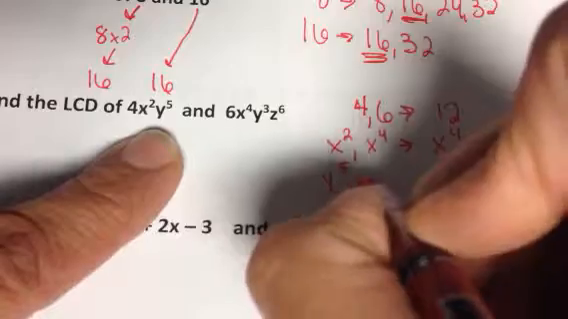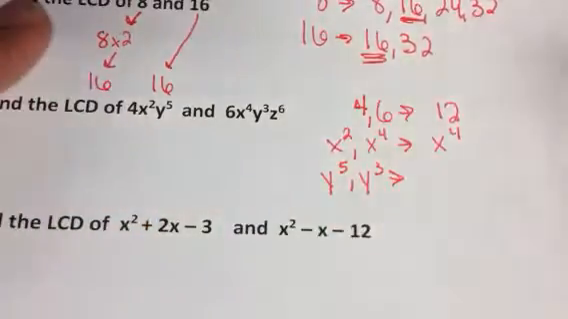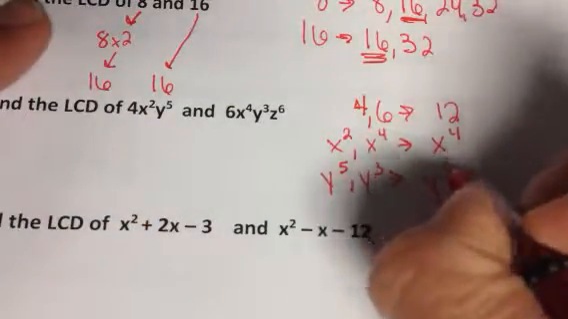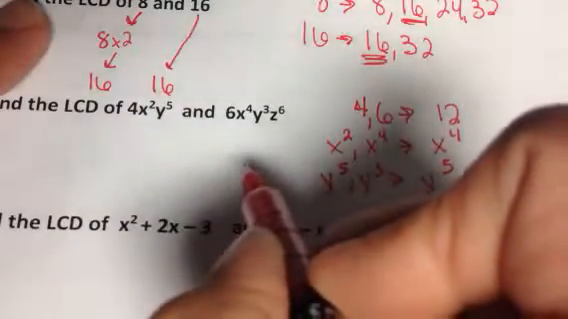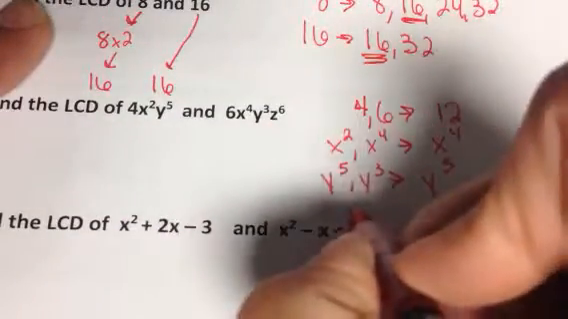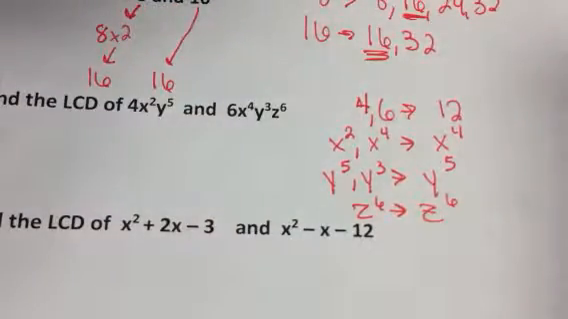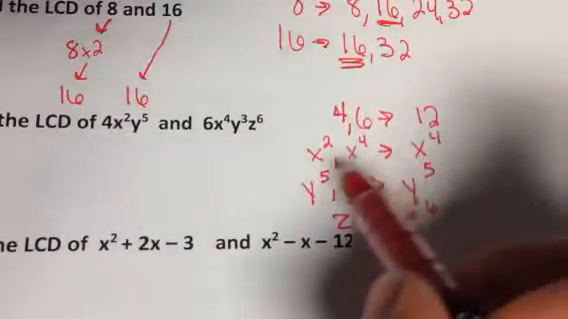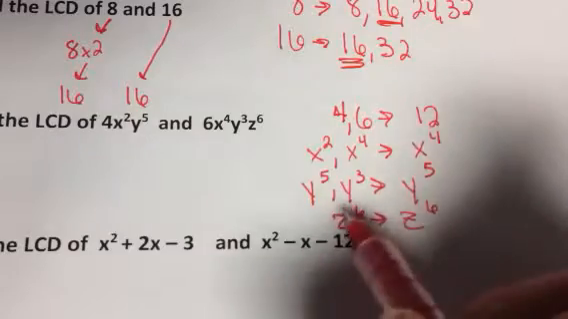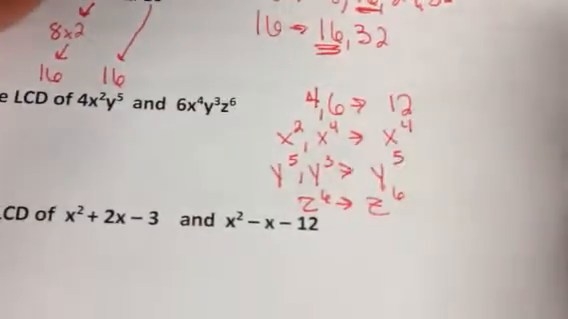Y to the 5th and y to the 3rd. The first amount of y's they could both have is y to the 5th. And then, this has a z to the 6th, so I would just need to make sure that the other one has a z to the 6th. So you build them up. We don't build them down. The 4 and 6 are built up, the x's are built up, the y's are built up, the z's stayed the same because they're the only ones.